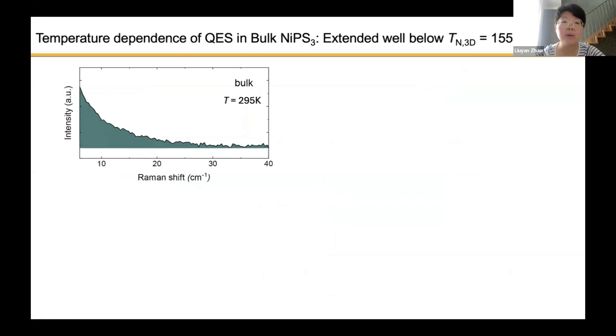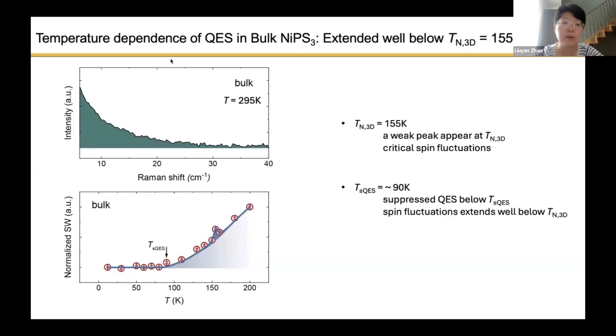Okay, let's start with the quasi-elastic scattering in the bulk nickel phosphorus trisulfide. This is a raw spectrum taken at 295 Kelvin. For every spectrum, we are going to integrate its spectral weight from 5 wave numbers all the way up to 40 wave numbers. That gives me one data point for one temperature. And then we do a temperature dependence of this quasi-elastic scattering.